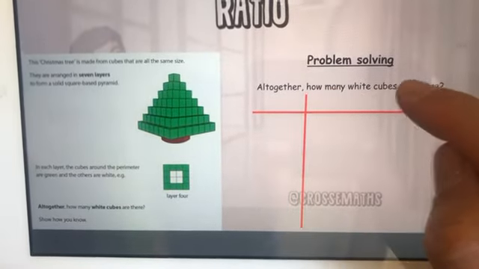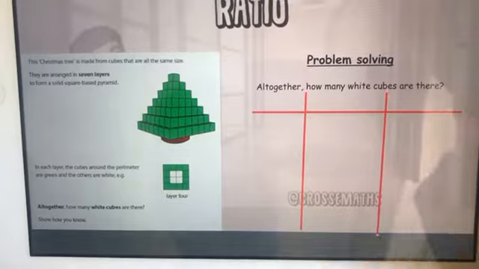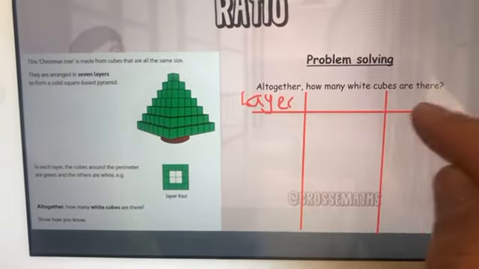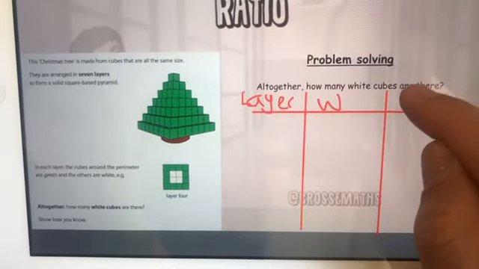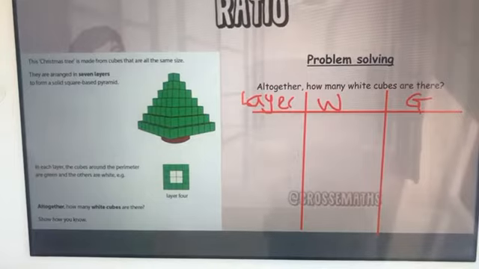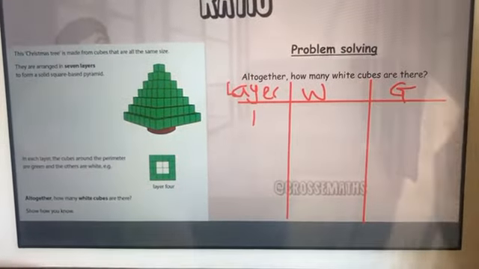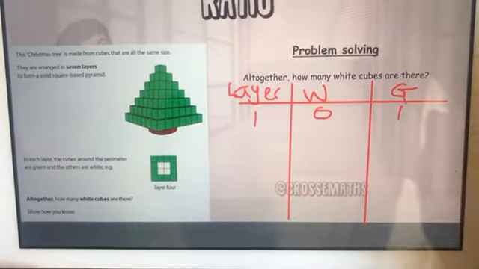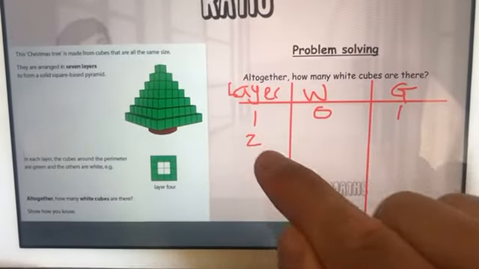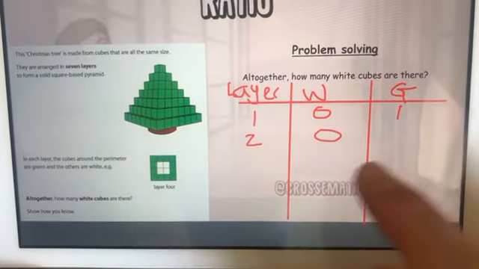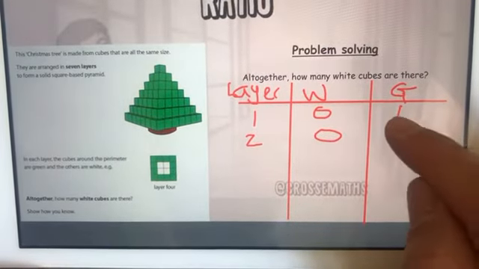So I'm going to make my table up. I'm going to go for layer number, then I'm going to go for white, and then I'm going to go for green. So white and green cubes. Now, layer 1 has just got 1 green on there. So there's no white and 1 green. Layer 2 has got no white still, because remember it's just 2 by 2 greens. So it's going to be 4 greens.